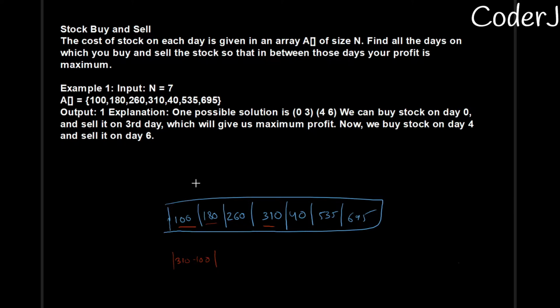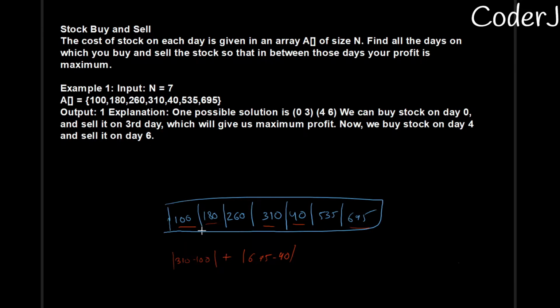It also makes sense. So the seller buys at 100, sells at 310, again buys at 40, and then sells at 695. That is one of the options, right? I'm just trying to explore the options here. So 695 minus 40, that can be one of our answers. What else can the trader do?